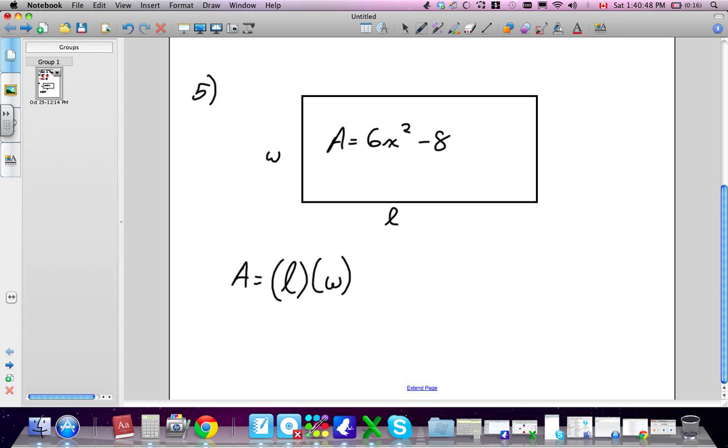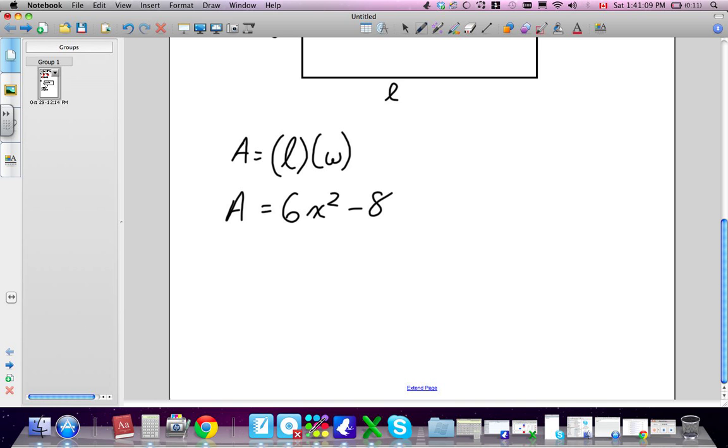We also know the area is this, whatever this amount is. So essentially, we need to break it into two separate numbers, two factors, things that are multiplied by each other to get this area. So in order to find the length and the width, we're going to factor this term. Okay. So when I go to factor that, what can I take out of this? 6. Can I take a 6 out of both terms? 2. All right. We can do 2 and 2. So we end up with 2 times 3x squared minus 4.